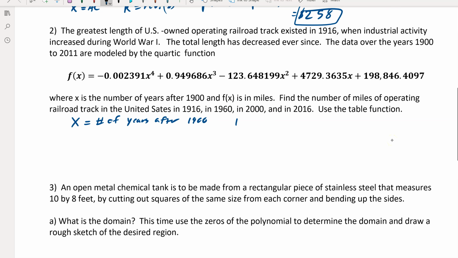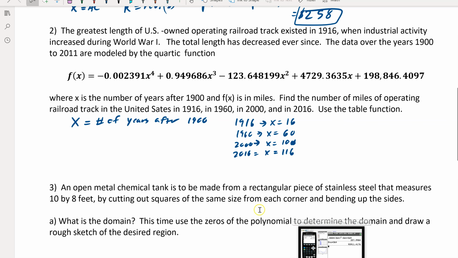So we have 1916. This would imply an x equal to 16. 1960 would be x equals 60. 2000 is x equals 100. And 2016 is x equals 116. And so they want you to use a table function to find this in your calculator. So all we have to do is plug it in our calculator and simplify.